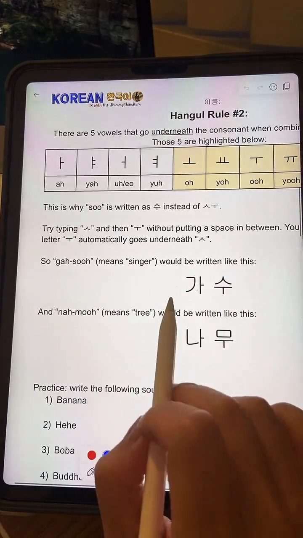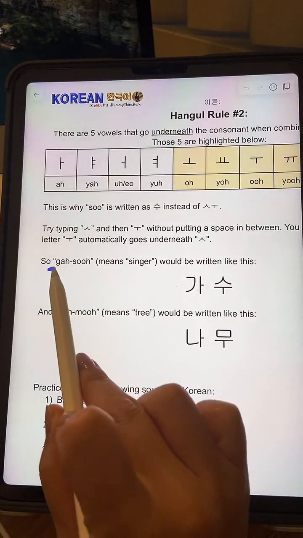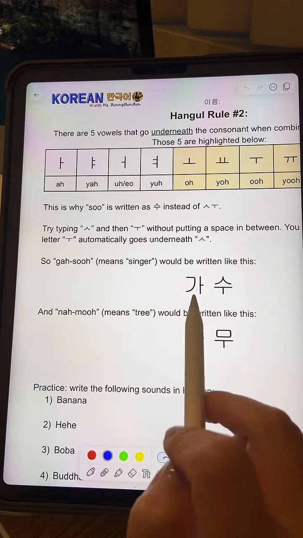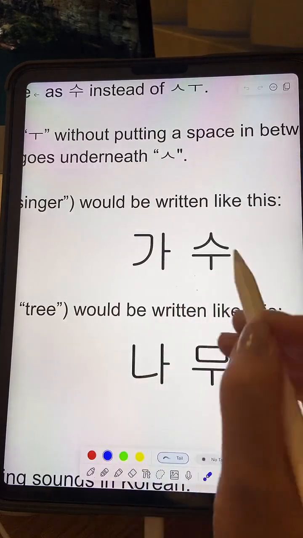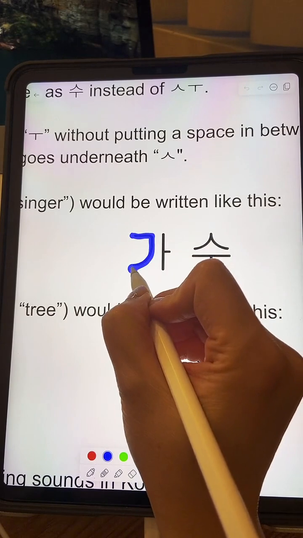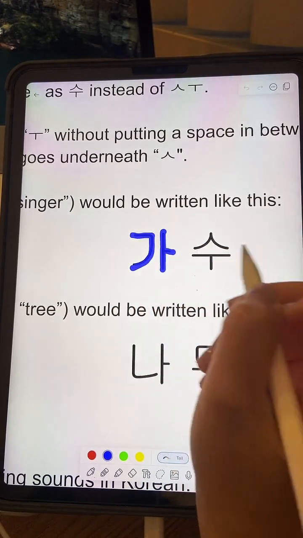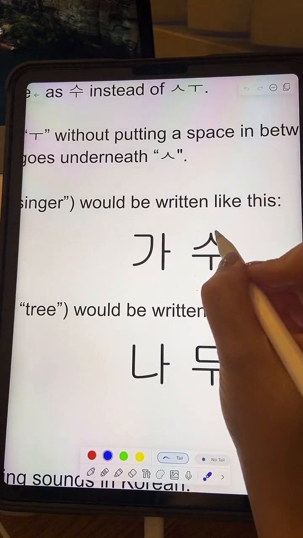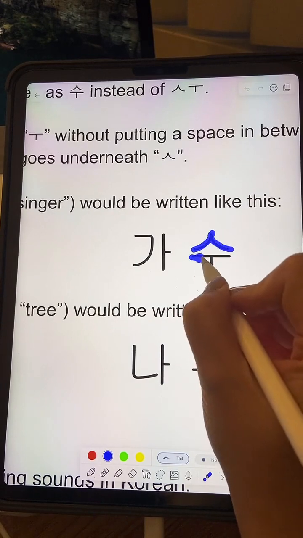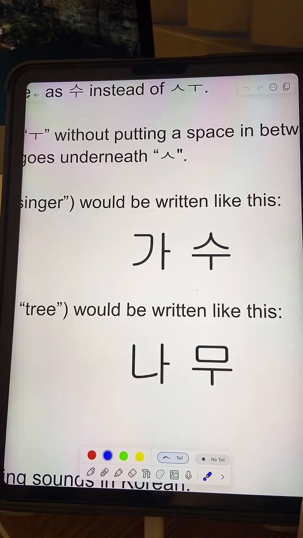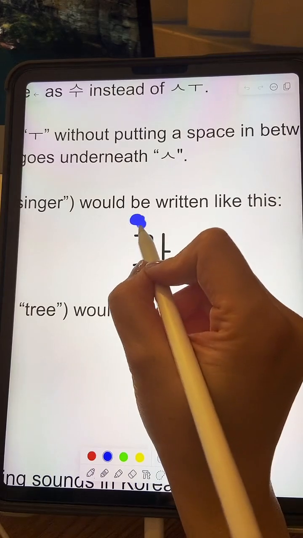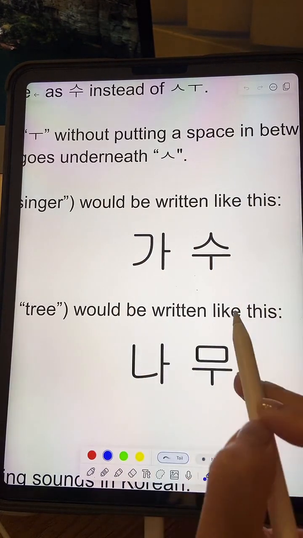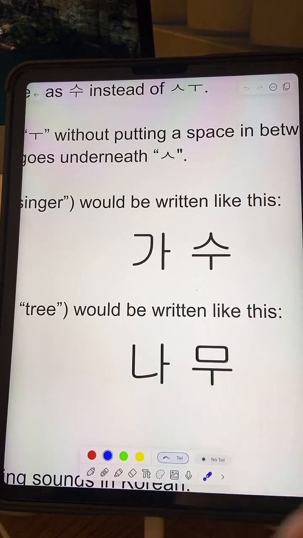So some of you might already know what this means. This means 가수. 가수 means singer. So 가수 would be written like this. We have the g plus a. What do we have? Ka. And then we have the S sound, but the u goes underneath, right? So it's kind of like having G here, A here, S here, and then O is at the bottom. 가수 means singer.